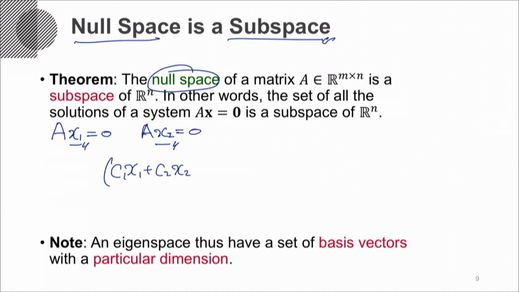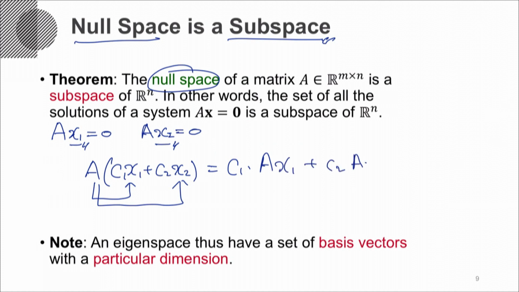It's this, and the transformation with A. Let's check if that is also a zero vector. We can distribute A in here, and then we get c1 times A x1 plus c2 times A x2, right? This part will be 0, this part will also be 0, and thus it will be 0. So clearly it is closed under linear combination.